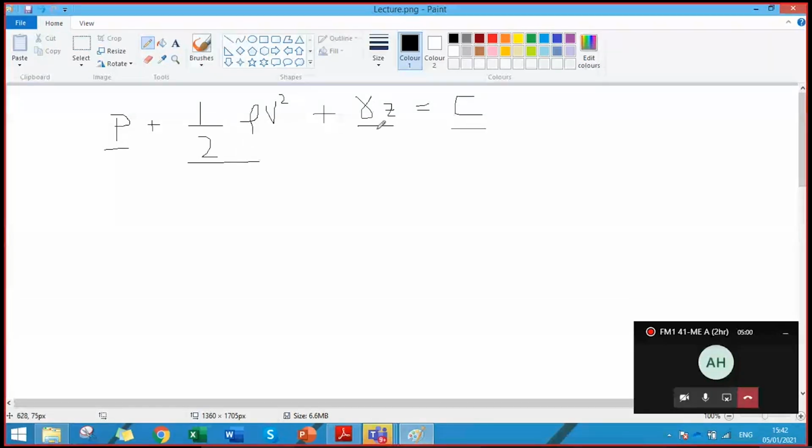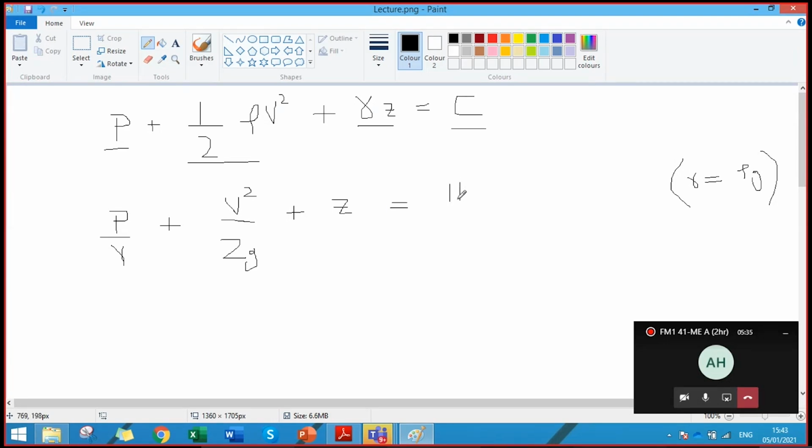If I divide this whole equation by gamma, which is the specific weight of the fluid, I get P by gamma, and dividing half rho V square by gamma, I will get V square by 2G, because gamma is rho G. So we have rho in the denominator in the second term, and we will only be left with G. So V square by 2G, plus here we will have only Z, which is the elevation, equal to capital H.